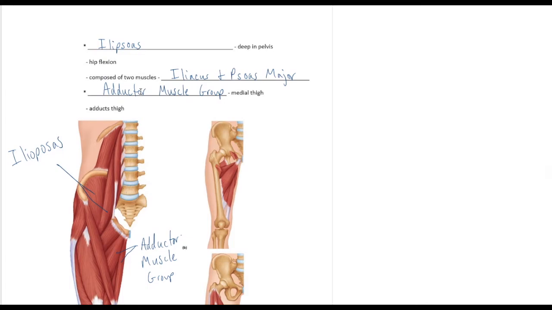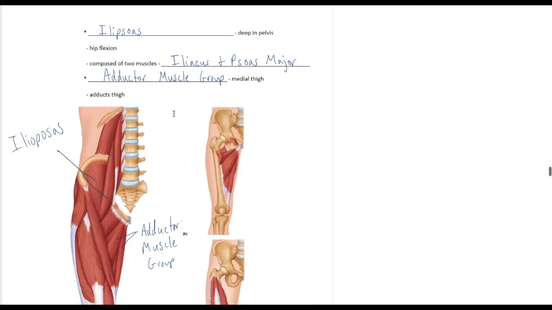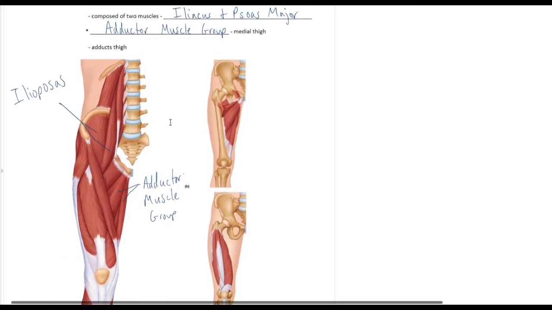So then we have the iliopsoas, and it's deep in the pelvis and deals with hip flexion. And it's composed of 2 muscles. They're basically 2 small muscles, and we've combined them because there's a really hard time discerning where one originates and one doesn't, and which one inserts and which one doesn't. So we combine them together, called the iliopsoas, and it's the iliacus and the psoas major. And then we have the adductor muscle group, and it's the medial thigh, and it adducts the thigh, or pulls it toward the midline.